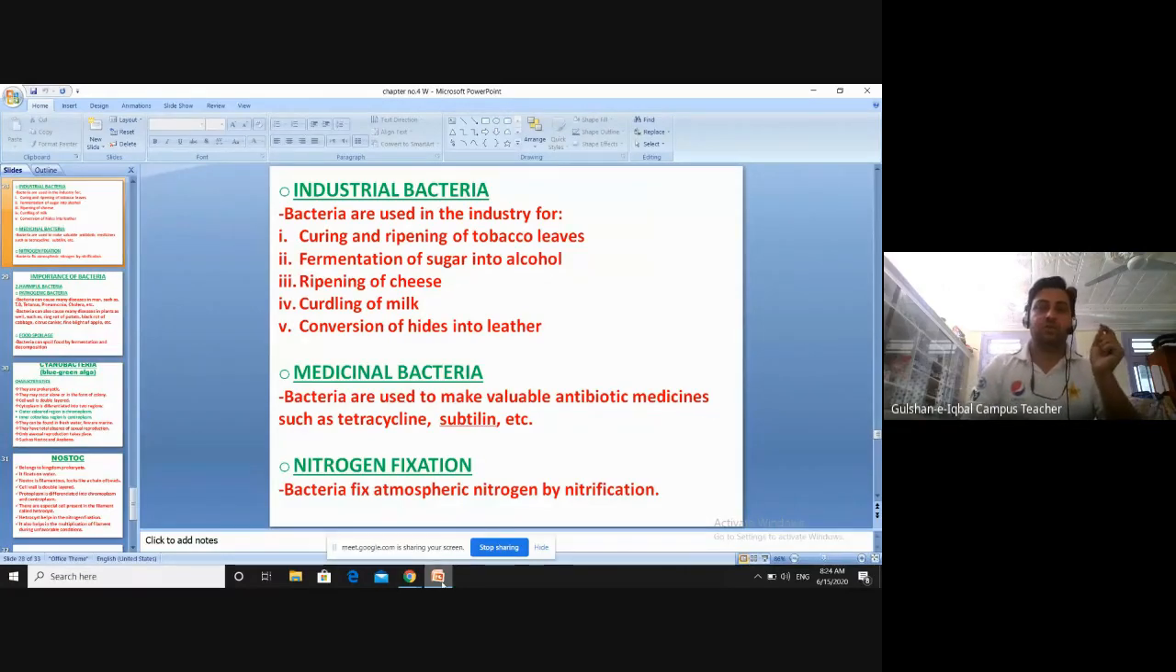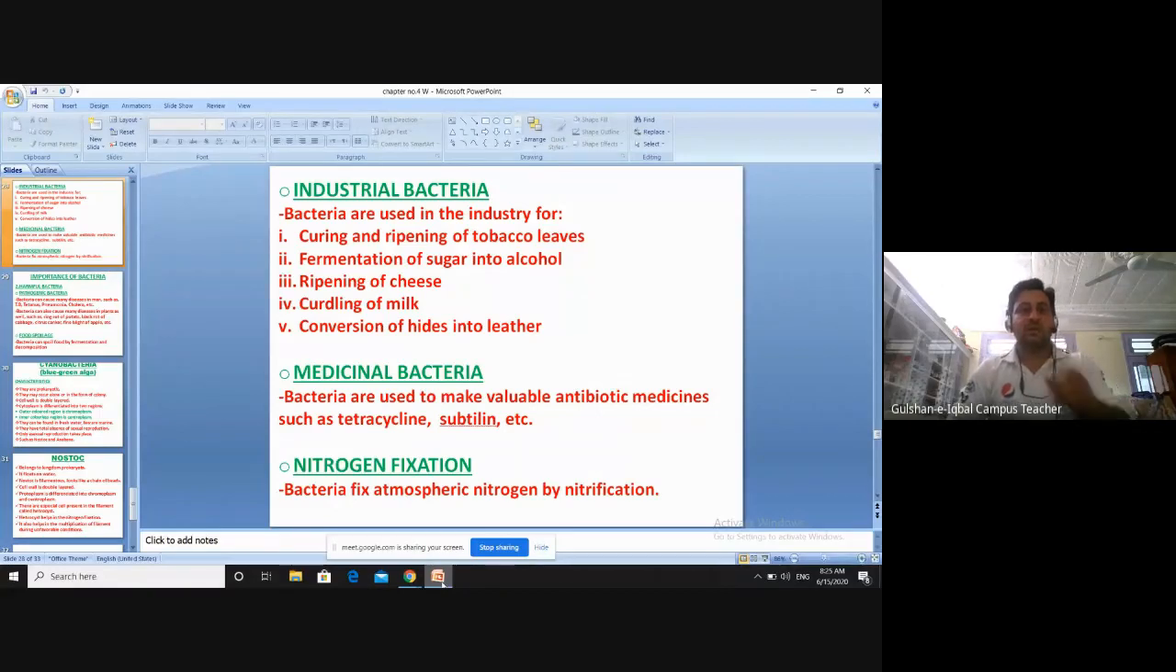We convert sugar into alcohol by the process of fermentation, and fermentation is a process of anaerobic respiration, which takes place in the absence of oxygen. So that is the second effect of bacteria in industry. The third effect is the ripening of cheese. The cheese that you use in your homes and in different products, the ripening of the cheese is done with the help of bacteria.